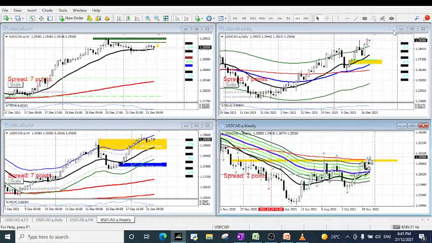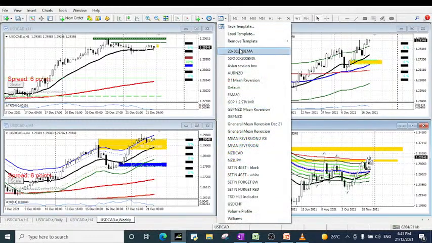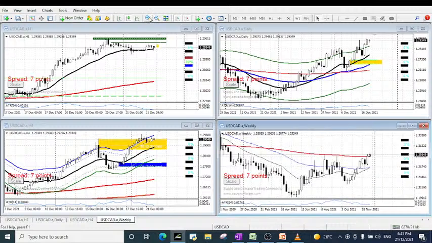My long-term view on Euro card is that we will be testing this high, maybe within the next week or two, because we had this area, man, and I just need to get rid of all these channels. Okay, now much better. So we just broke out of this.